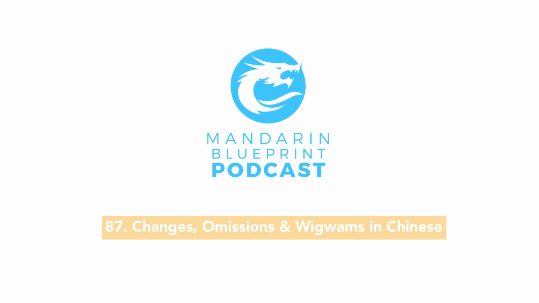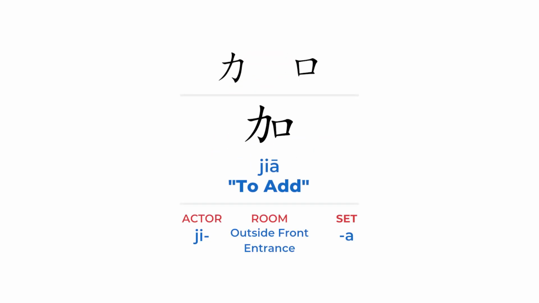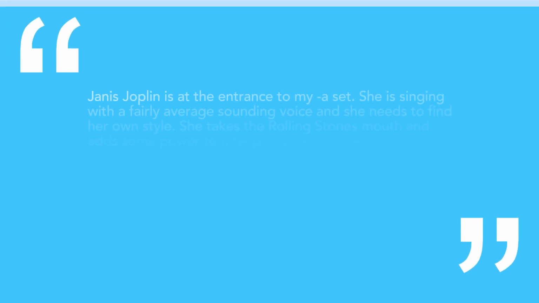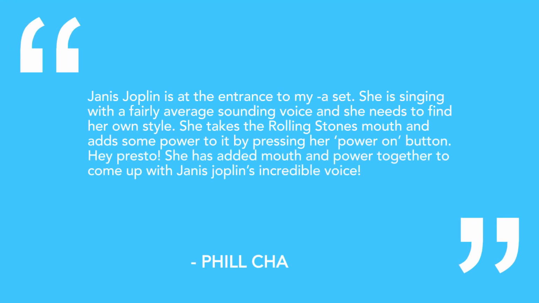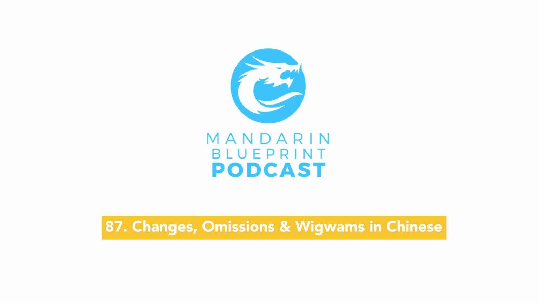Next, Phil Challenor on Make a Movie for Jia, which means to add. Janis Joplin is at the entrance of my A set. She is singing with a fairly average-sounding voice, and she needs to find her own style. She takes the Rolling Stones mouth and adds some power to it by pressing her Power On button. Hey, presto! She has added mouth and power together to come up with Janis Joplin's incredible voice. So there's the equation: mouth, Rolling Stones mouth, plus add power, and you get Janis Joplin's incredible voice.